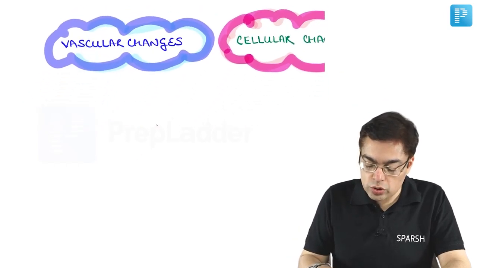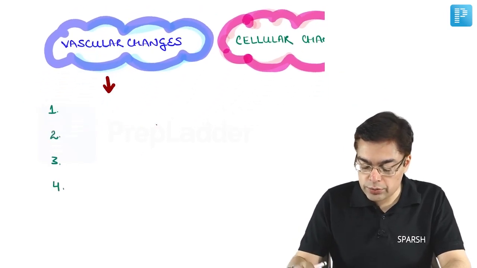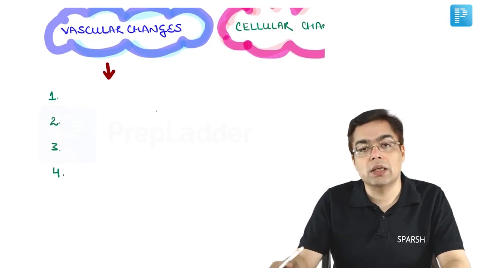As and when we make a mention of the vascular changes, there are four important types of vascular changes which are typically asked to us in our exams.